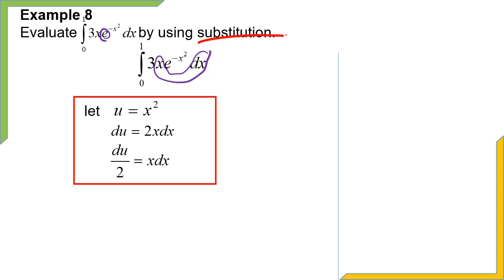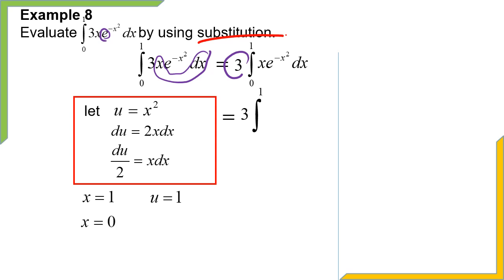But before that, we need to find the new limits. So when x equals 1, then what is u? Okay, so we take out the 3 here because it's just a constant. So if x equals 1, u is equal to 1 squared, which is equal to 1. And then when x equals 0, u also equals 0 because it's 0 squared. So the limit is still the same, from 0 to 1.